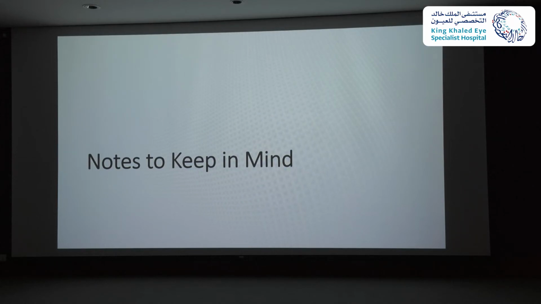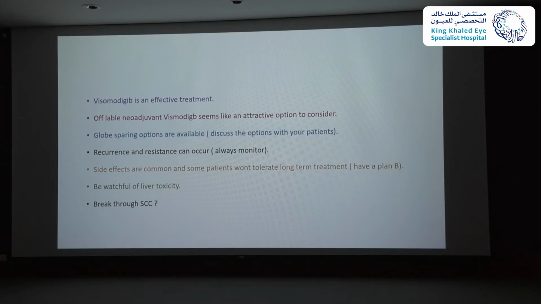So after reading all these studies, I wrote some notes to keep in mind. It is an effective treatment. Off-label neoadjuvant vismodegib is an attractive option to consider. Globe-sparing options are now available. Discuss these options with your patient. Recurrence and resistance can occur, either during treatment or after you stop the treatment. Side effects are common. Most of them will be tolerated by the patient. However, in the long run, some of them will discontinue the treatment. So you need to have a plan B.